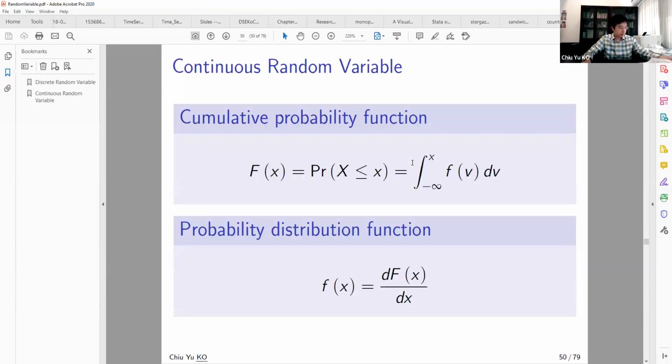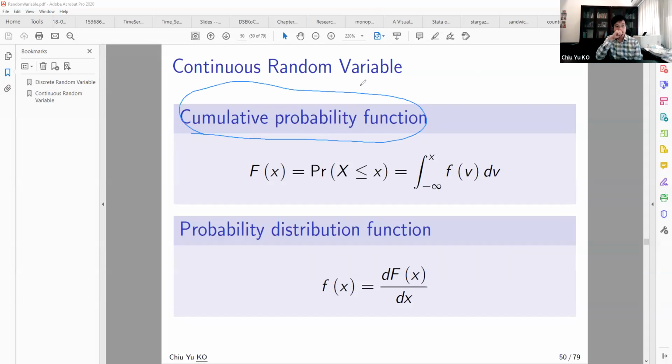And let me give you some idea of the continuous. You see there's a little bit of math here, so that's why we don't go too deep. We just scratch the surface and that will be sufficient for our purpose. When you describe a continuous random variable, you would start from the cumulative probability function, instead of the probability distribution function. Later you will see why that's the case.